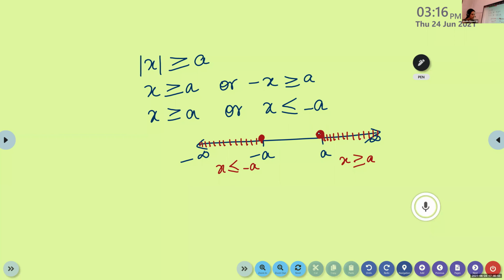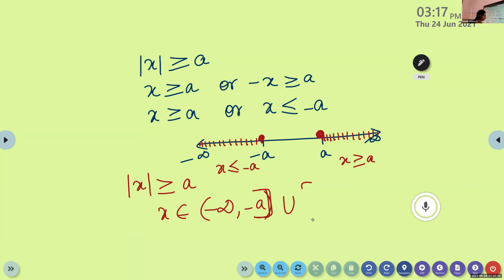That means if you look at the interval, if modulus of x is greater than or equal to a, then we can say x belongs to the interval minus infinity comma minus a, union, here we can take closed a, union a to infinity. X belongs to either this part or this one. Are you able to understand this point, children?